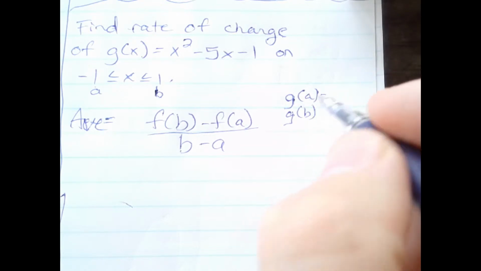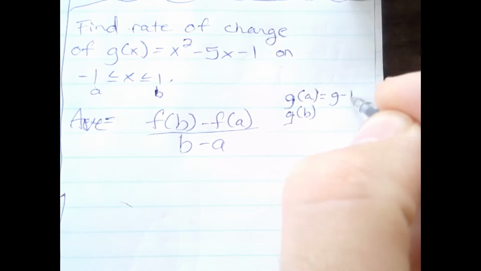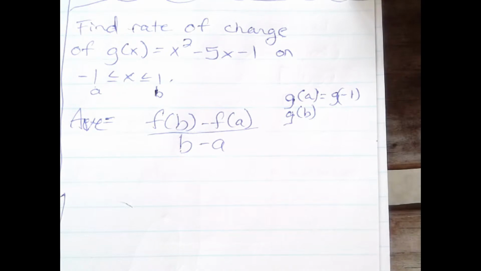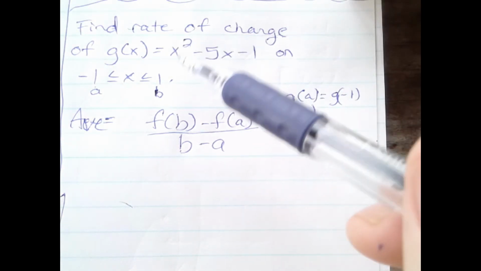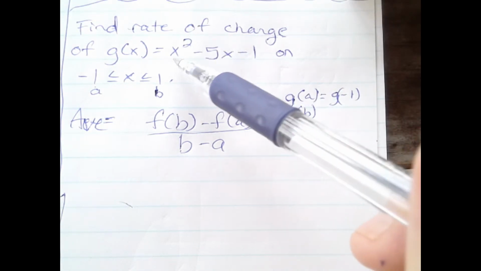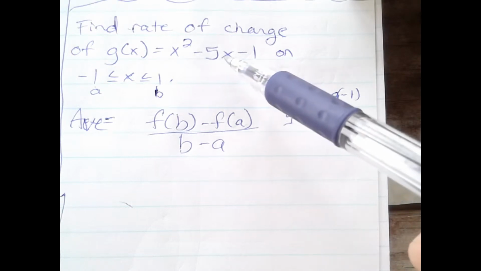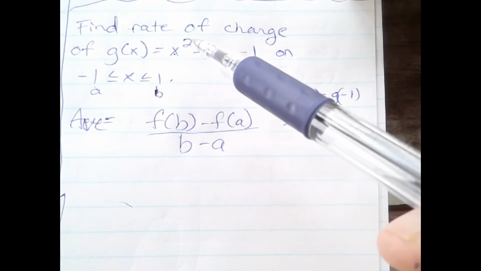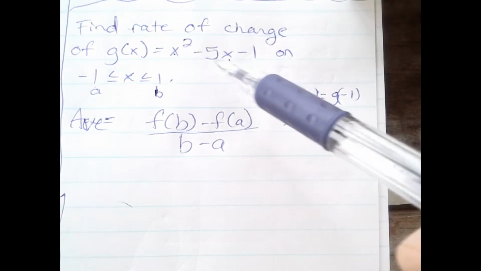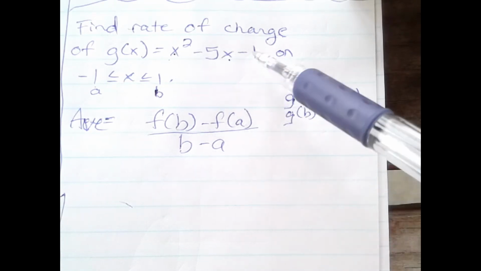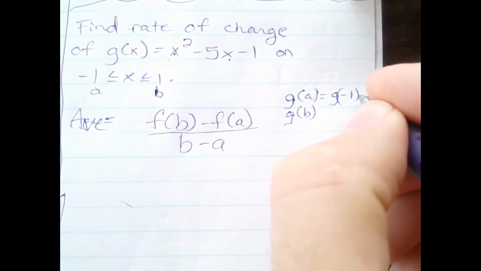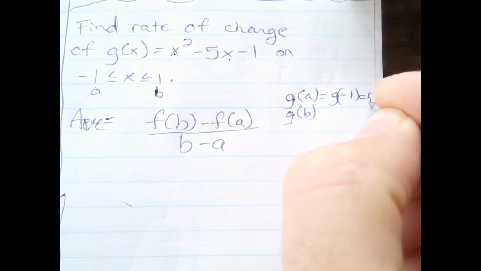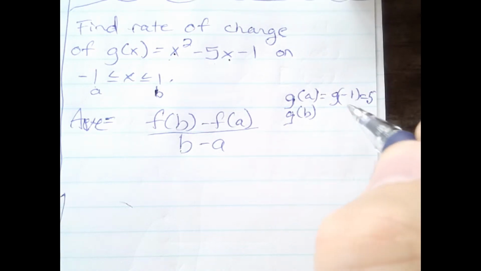g of a is g of -1. If I put -1 into the function, I get -1 squared is 1. -5 times -1 is +5, so I have 1 plus 5 is 6. 6 minus the 1 is 5. So that is my g of a value, or in this case g of -1.